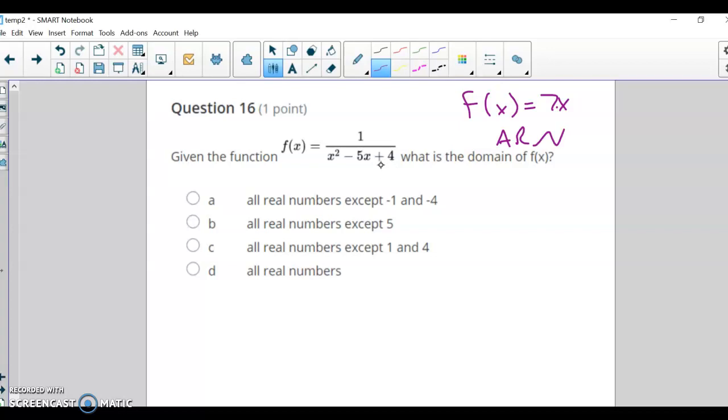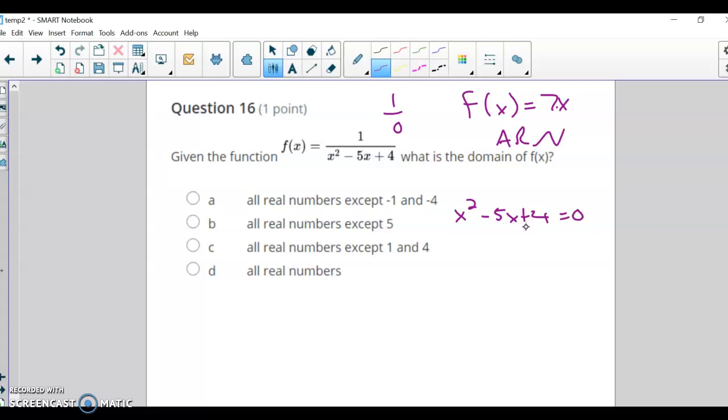So on a division one, the issue is you can't have 0 in the denominator, right? If our denominator is 0 here, you try doing 1 divided by 0, it'll just give you an error. So really our domain is going to be everything except when the denominator is 0. So we really have to figure out when does this expression in the denominator come out to be 0.